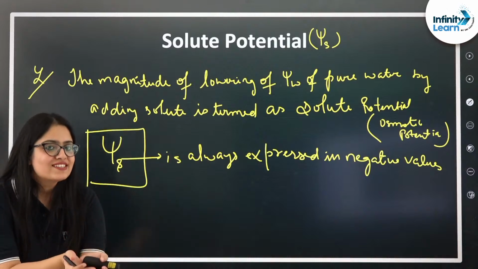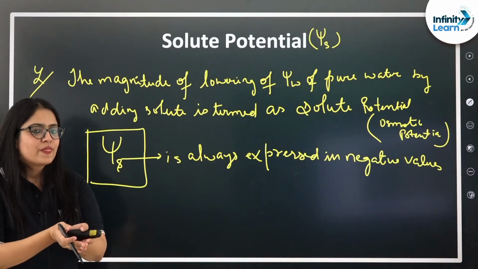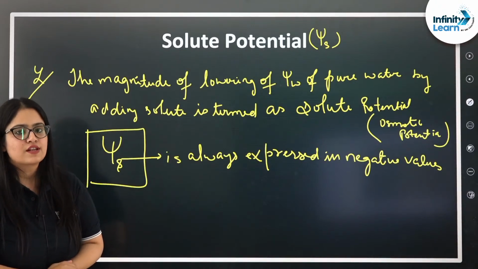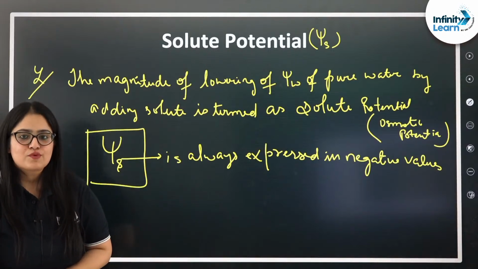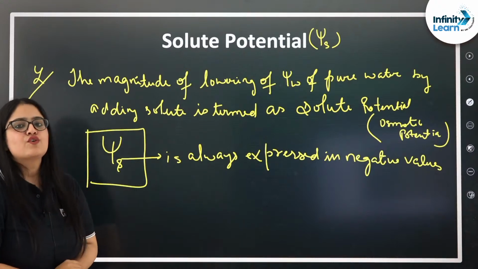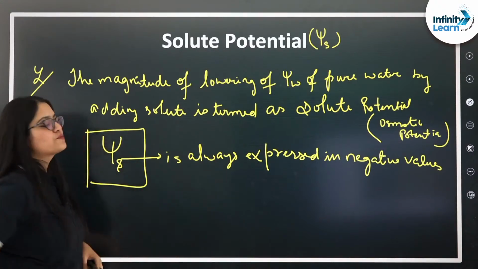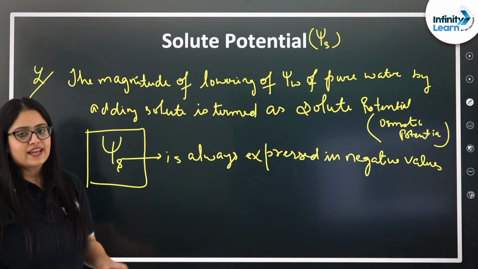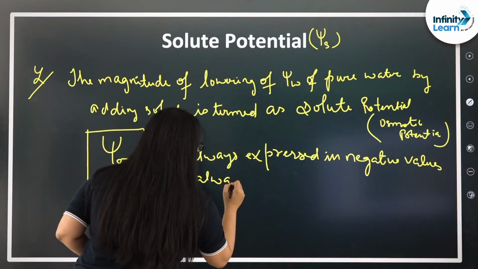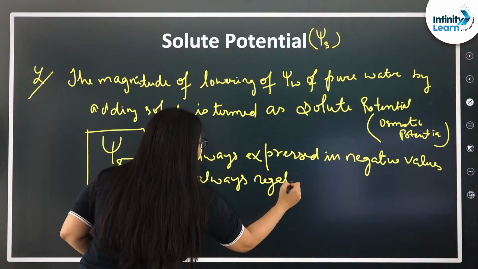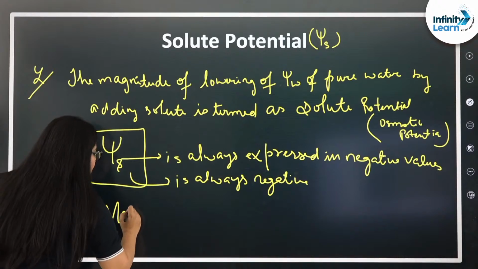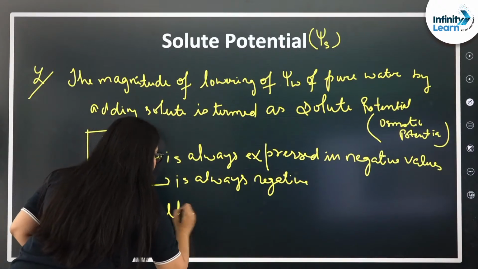Why? Because increasing the concentration of a solute decreases the number of free water molecules available in a solution and hence decreases the water potential. Because increasing the concentration of solute has a negative effect on water potential, hence psi s is always expressed as a negative number. So psi s is always negative.